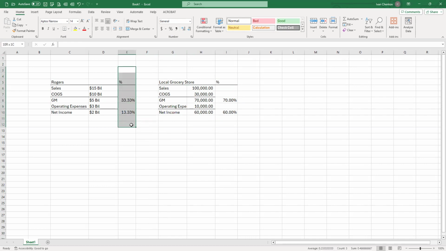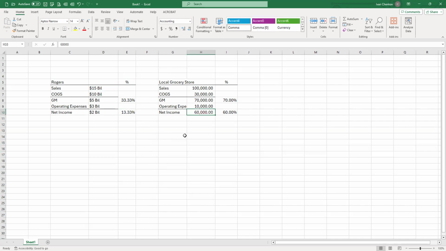So once you move to the percentage, it means that you move to the common size financial ratio analysis. Does that make sense? Yes, sir. Because obviously numbers we cannot compare. Compare $15 billion, that's an enormous number, to 100,000. This company seems like it's making ginormous income, $2 billion, but it's only 13% of the sales. Why does this company make only $60,000, but that's 60% of the sales.